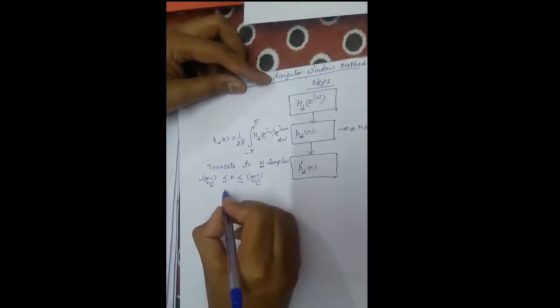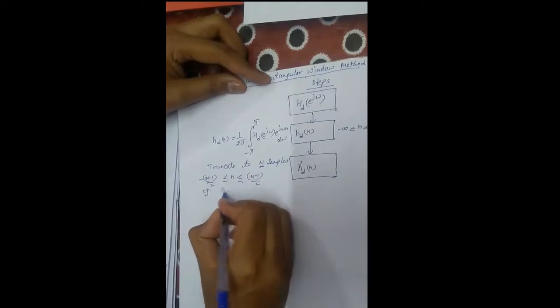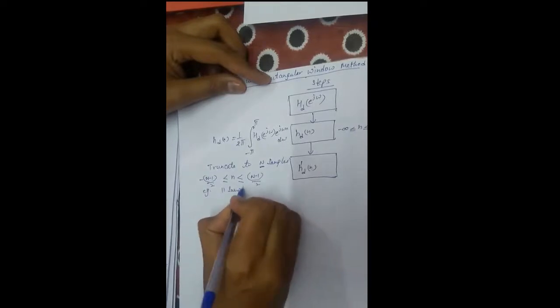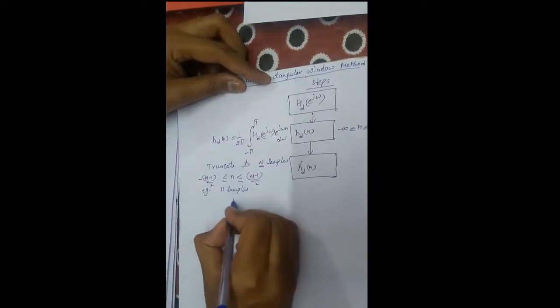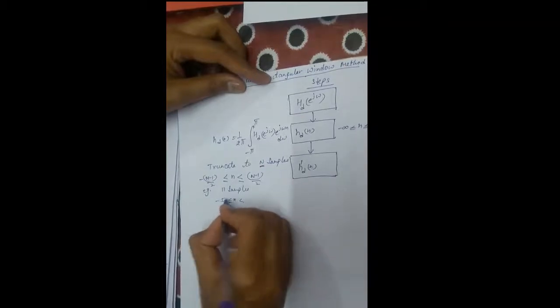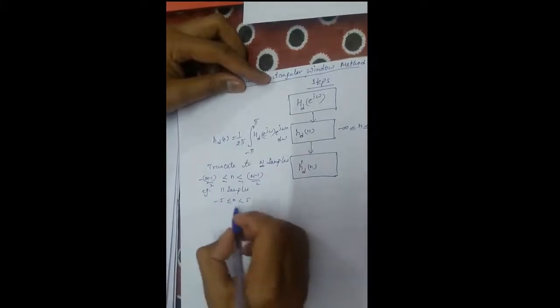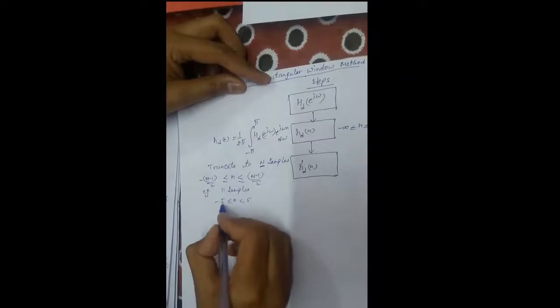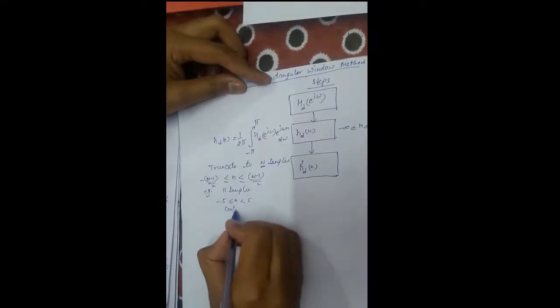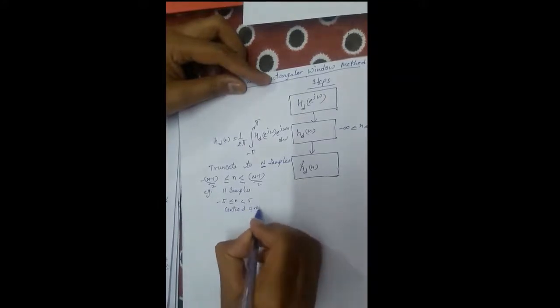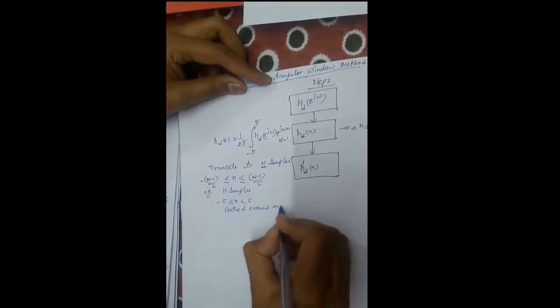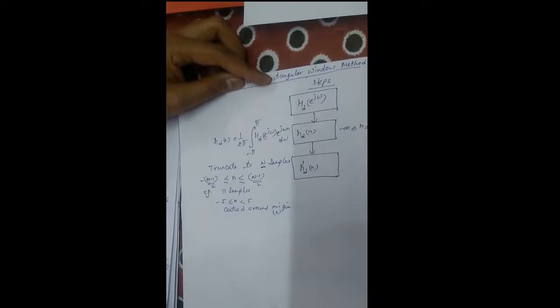It means for 11 samples, n varies from minus 5 to plus 5. That is, centered around the origin, 0.